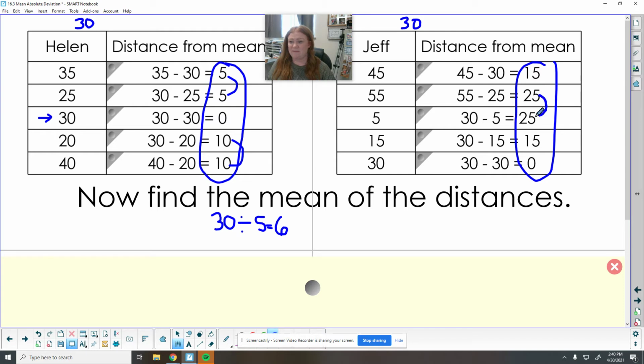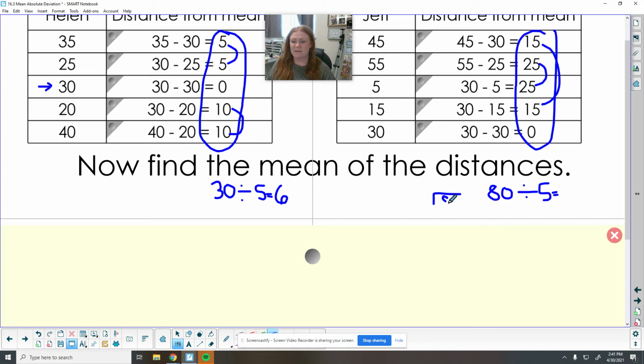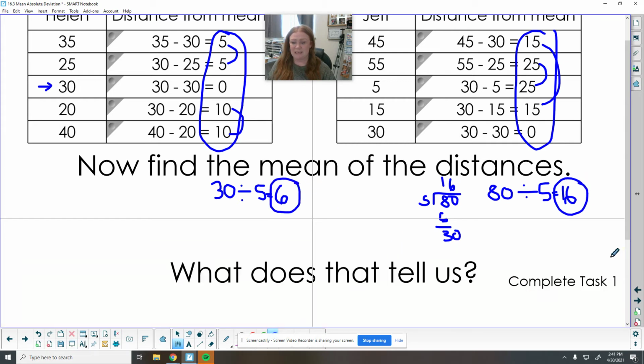So I can see 25 and 25 is 50. 15 and 15 is 30. 50 plus 30 is 80. With a 0 is still 80. And he still practiced 5 days, so we're still dividing by 5. So let's see, 5 goes into 8 1 time is 5. We've got 3 left over. 6. So we can see his mean absolute deviation is 16. And hers is only 6.